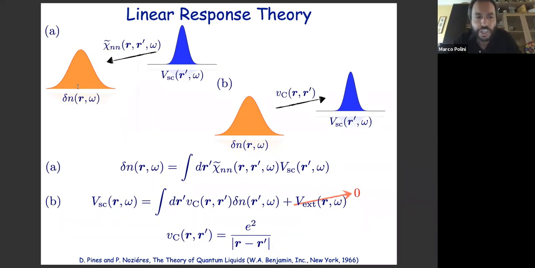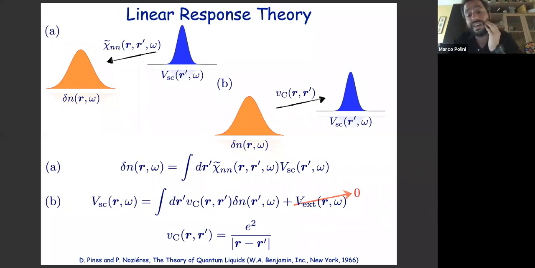So chi tilde is the response of the density delta n, but not to the external potential, but to the self-consistent field, the Hartree field, the sum of the external potential and the internal total field. So chi tilde is defined in equation A, essentially. Chi tilde links delta n with the screened potential, and the screened potential, as I said, is the sum of the Hartree field, so it depends self-consistently on the density and the external potential.